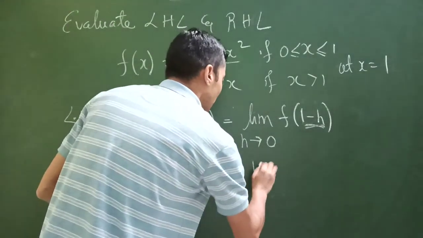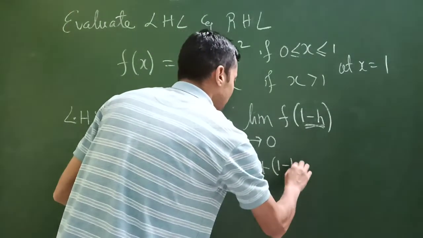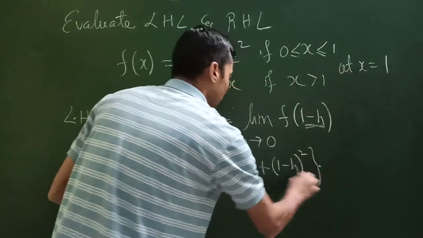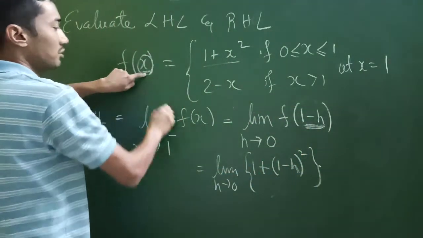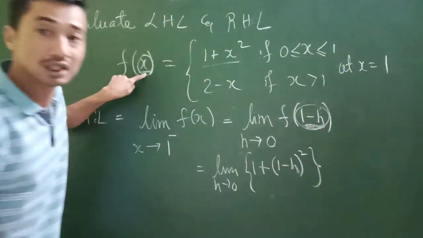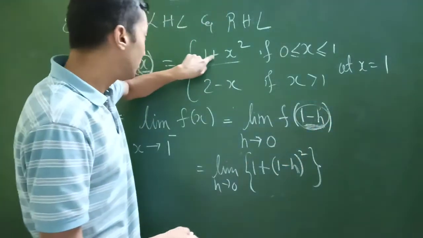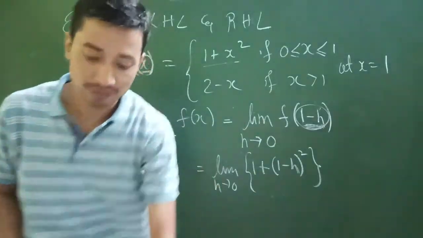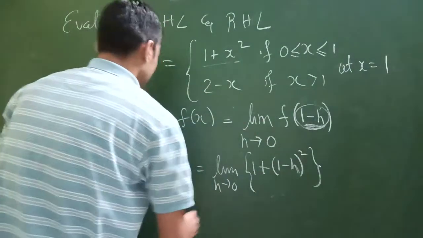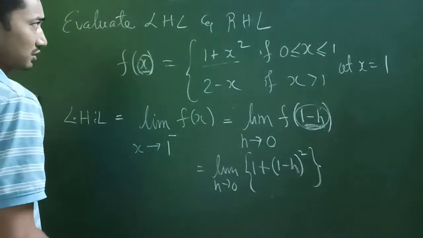So it's going to be 1 plus x squared. But what is x here? This was for f of x. Now this x will be replaced by 1 minus h. So 1 plus 1 minus h whole square. So we'll simplify that a bit. Okay, so I'm going to rub this off.